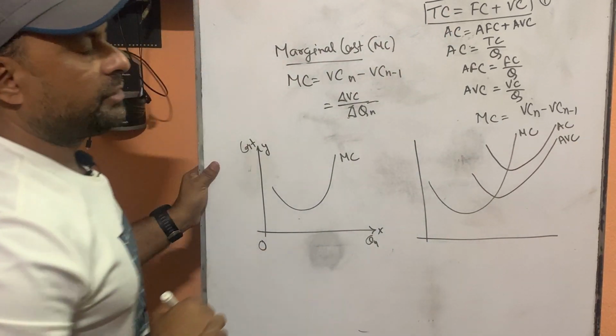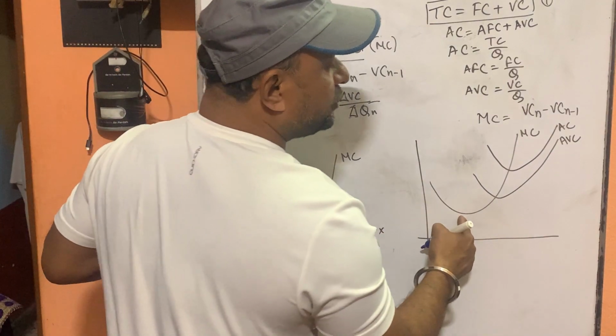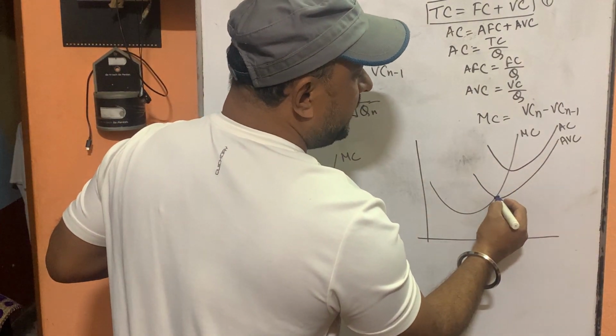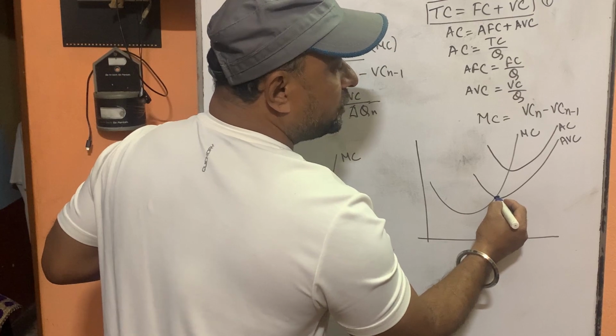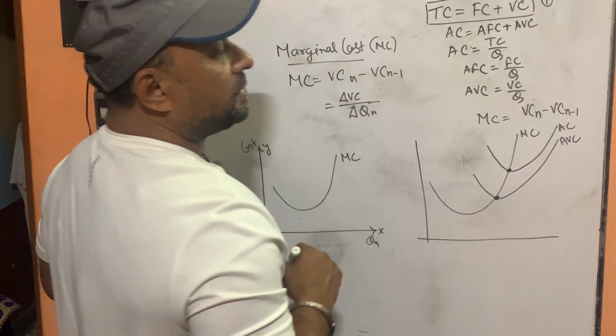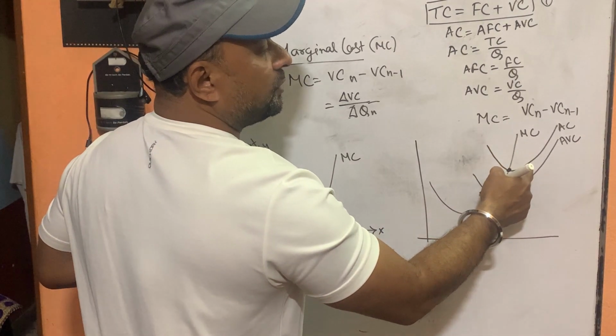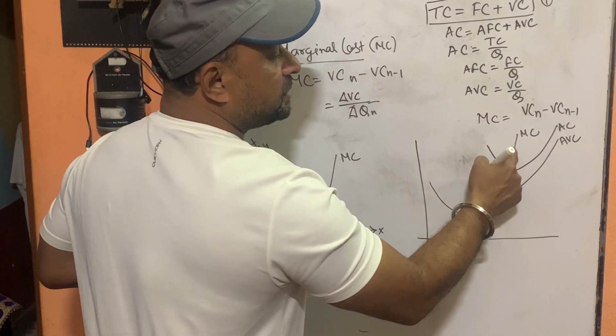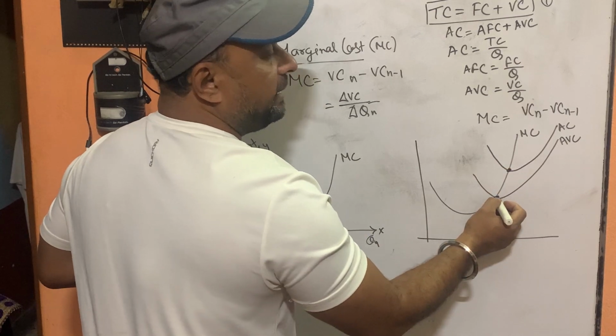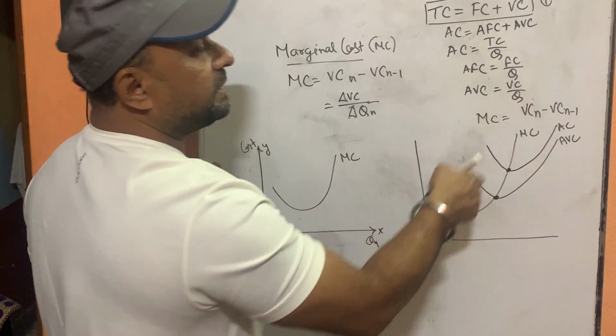Okay, now how are they related? The marginal cost curve passes through the minimum point of the average variable cost curve and the average cost curve. So this is how our marginal cost is related with average cost and average variable cost. The marginal cost curve passes through the minimum point of the AC and AVC curves. So this way they are related.